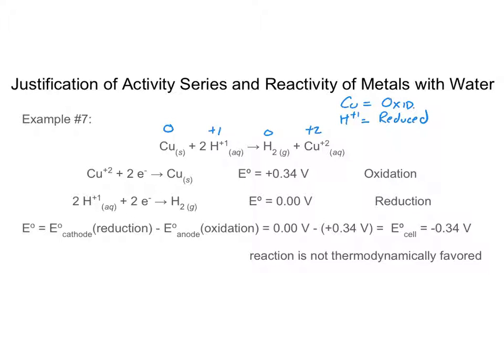So again, if potassium is up here and hydrogen is down here, potassium can replace hydrogen. But if copper is below hydrogen, copper cannot replace hydrogen because it's not thermodynamically favored.